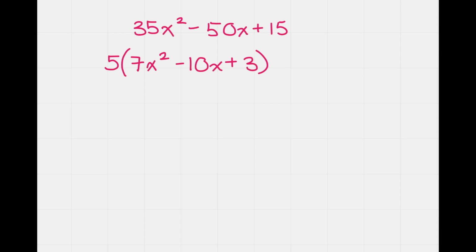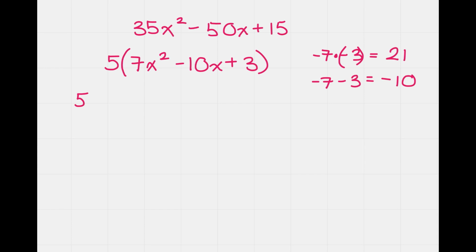So from here we basically do the exact same thing as in the last question. However, we do have to remember to bring down the 5 that is being multiplied with everything. Now let's multiply the first coefficient by the last number and we get 21. So our special set of numbers will have to multiply to 21 and add up to negative 10. And because 21 is positive and negative 10 is negative, both of our numbers have to be negatives. And those two numbers are negative 7 and negative 3. So negative 7 times negative 3 is equal to 21, and negative 7 plus negative 3, or negative 7 minus 3, is equal to negative 10.